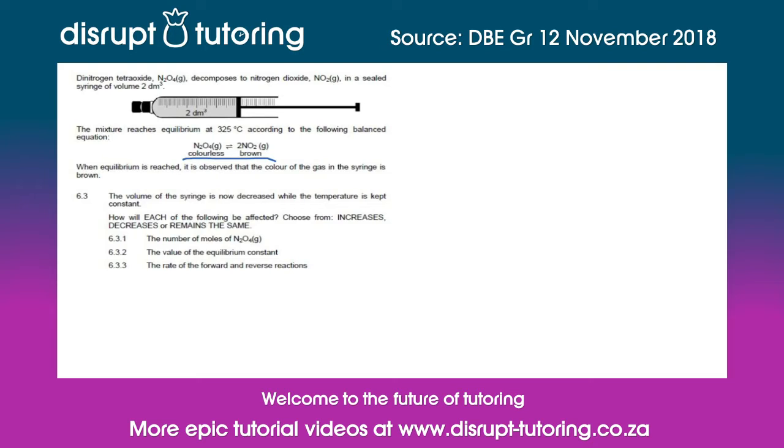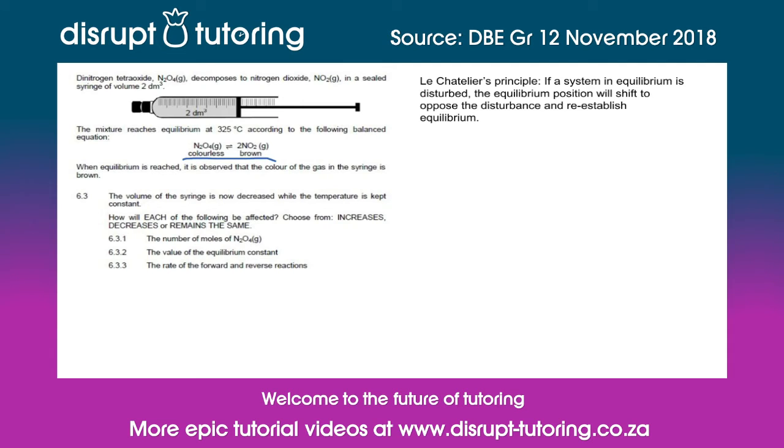is brown. The question tells us that the volume of the syringe is decreased while the temperature remains constant, and asks us to state how this will affect the number of moles of dinitrogen tetroxide, the value of the equilibrium constant, and the rate of the forward and reverse reactions. So to answer this question, you need to recall Le Chatelier's principle.